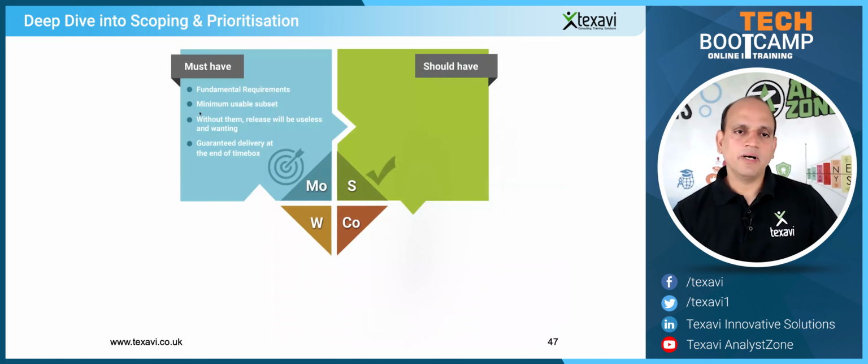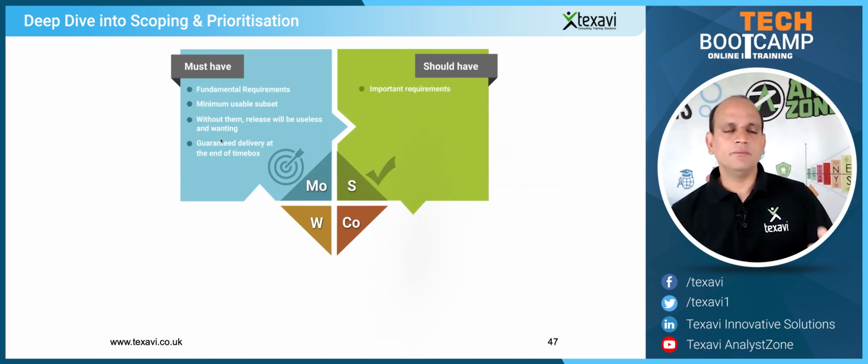So that's what is called must have. Very, very important and very mandatory set of features. The most guaranteed set of features that must go in is the minimum viable product, MVP.